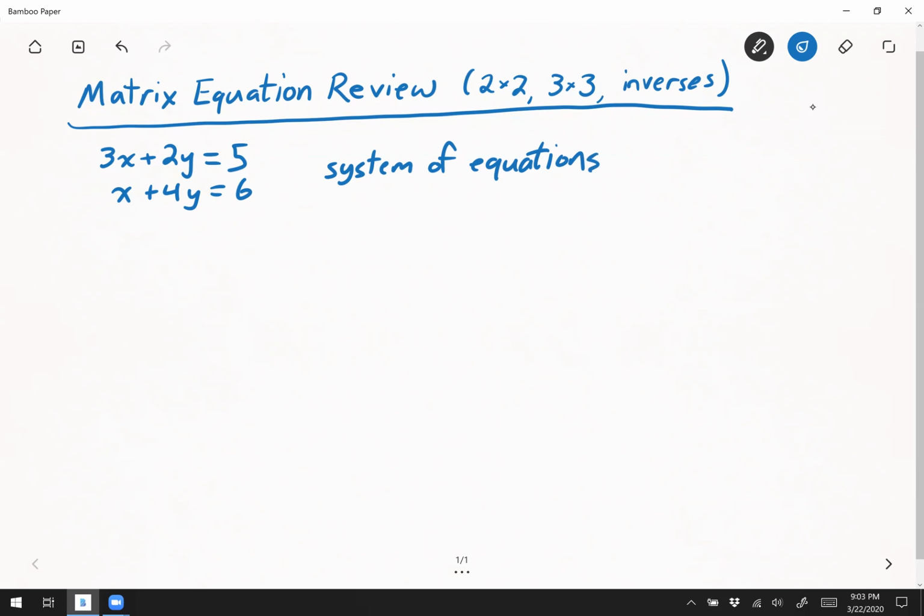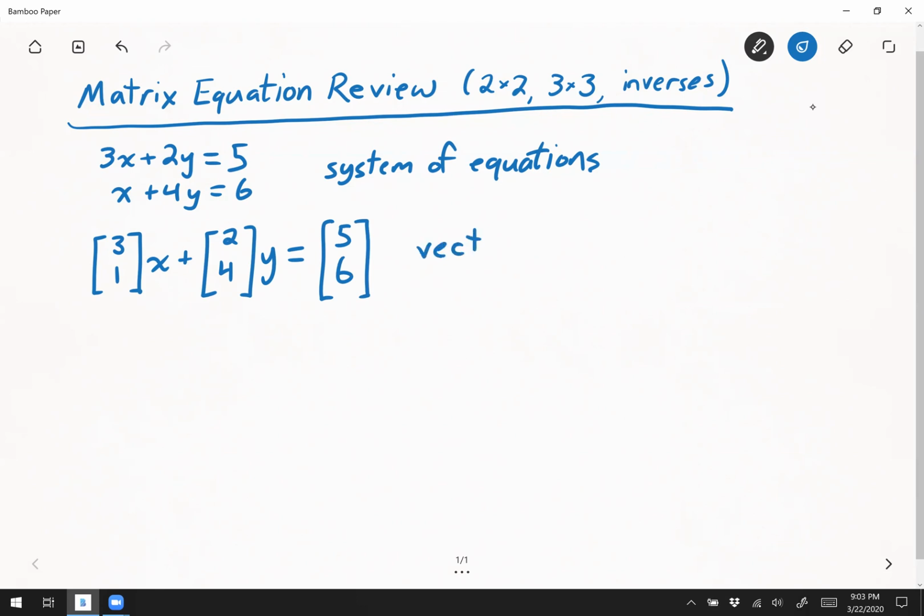For example, gathering the coefficients of x, the coefficients of y, and the constants like so. The coefficients for x are 3 and 1. The coefficients of the y's are 2 and 4. And finally, it's equal to a vector of constant numbers 5 and 6. In this format, we'd call it a vector equation.